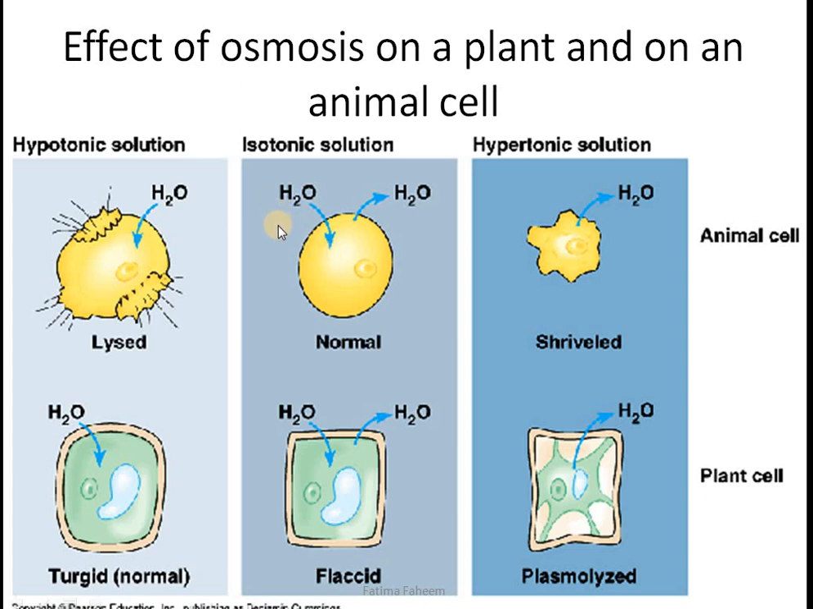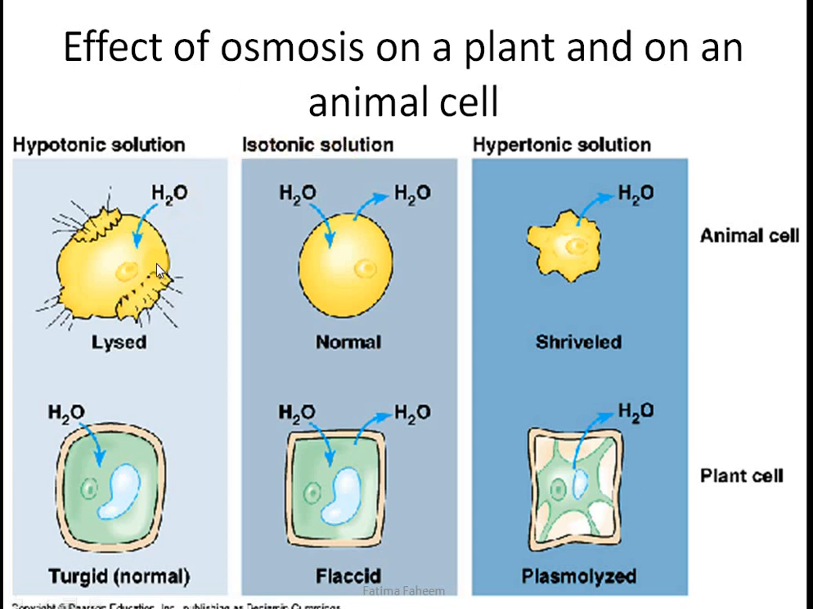Let's say 5 molecules of water came in, so 5 molecules of water would go out to keep the balance, or to keep the cell in shape. The same would happen with the plant cell. You can see that these cells are maintaining their shape when placed in isotonic solution.